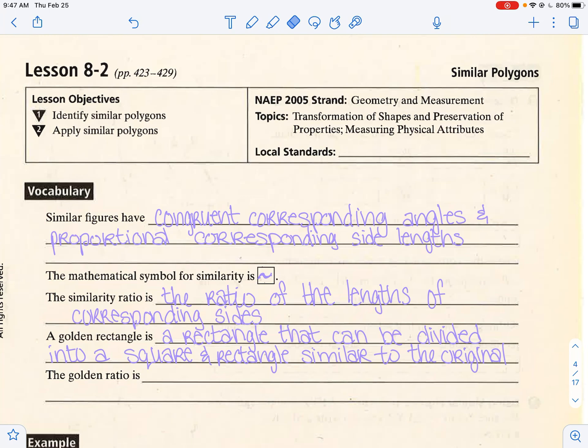Then there's this thing called a golden rectangle, and it is a rectangle that can be divided into a square and a rectangle that is also similar to the original. So you're splitting one rectangle into two pieces. You'll have a square and a rectangle that's similar to the rectangle you started with. Then the golden ratio is the length to the width ratio of the golden rectangle, which is about 1.618, and we will be using that number, so that's a good number to remember.